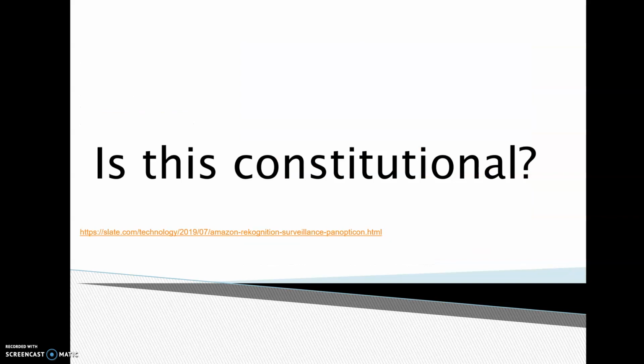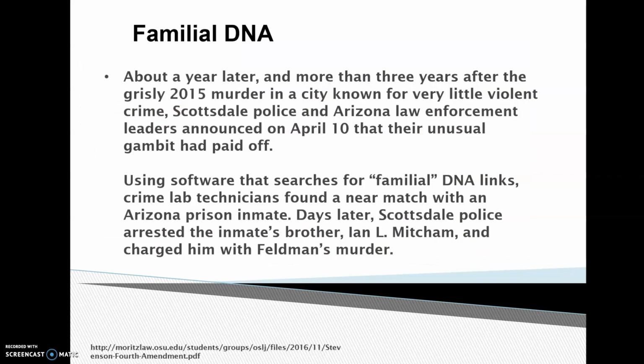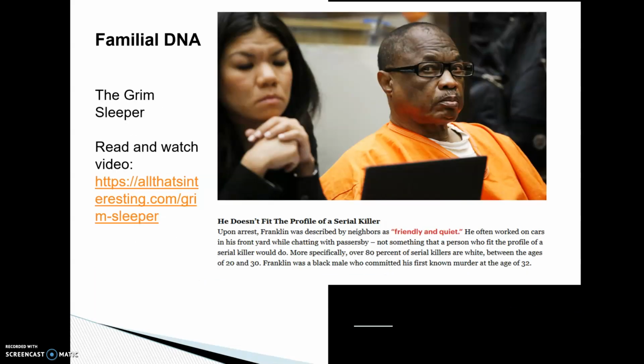So next thing, next issue we want to cover is familial DNA. So I want you to look at this familial DNA case about a murder and how these new services like Ancestry.com, where you swab for DNA, can be used. It goes into a database, and then law enforcement pulls from those databases to look for matches. I give you a couple cases where that actually came to light, so you want to take a look at that. And here is another case, the Grim Sleeper.